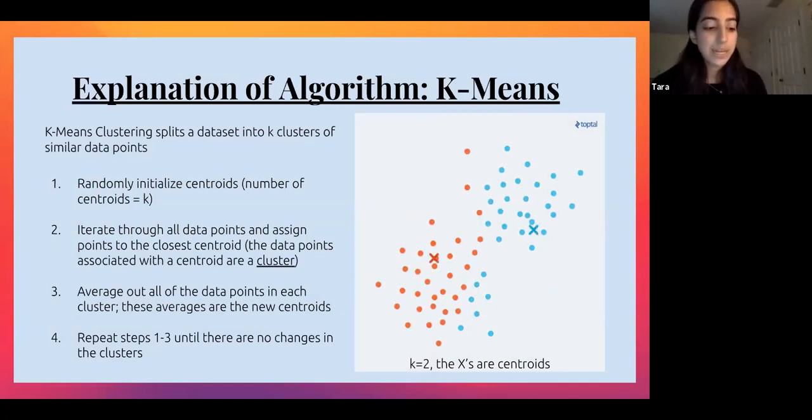The centroids are the moving x's on the diagram, which will become the centers of each cluster. In the first step, K centroids are randomly initialized. Then all the data points are iterated through and each point is assigned to the closest centroid. By the end of this step, there are distinct clusters of points within the data. Then all the data points are averaged out in each cluster, and these averages are the new centroids. And those steps are repeated until the clusters are pretty much set.